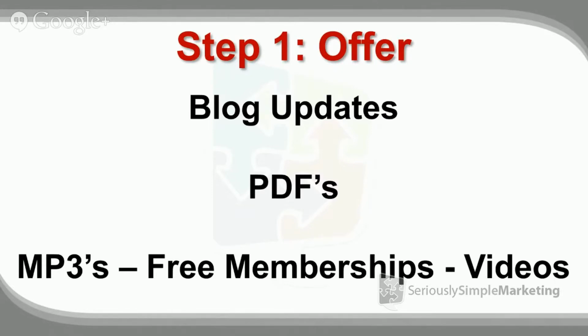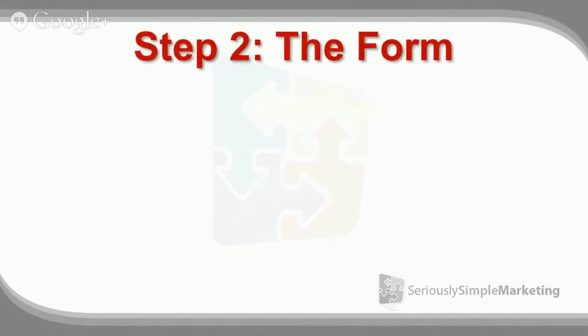Start with something, measure it, track it using something like Google Analytics, and once you have that data, then you can start to iterate from there. All right, next up, the form. You've got to have the mechanics, right? So now how do you do that?